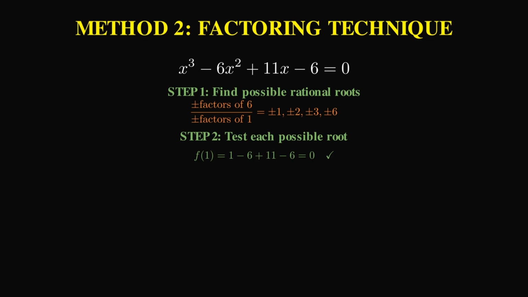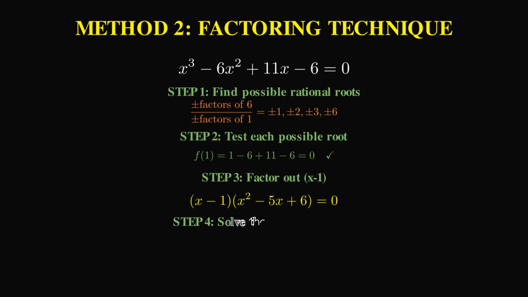Step 2 is testing each possible root by substituting into the original equation. When we test x equals 1, we get 1 minus 6 plus 11 minus 6, which equals 0. Jackpot! Step 3 is factoring out x minus 1, giving us x minus 1 times x squared minus 5x plus 6 equals 0. Step 4 is solving the remaining quadratic factor. x squared minus 5x plus 6 factors as x minus 2 times x minus 3. Therefore, our solutions are x equals 1, 2, and 3.